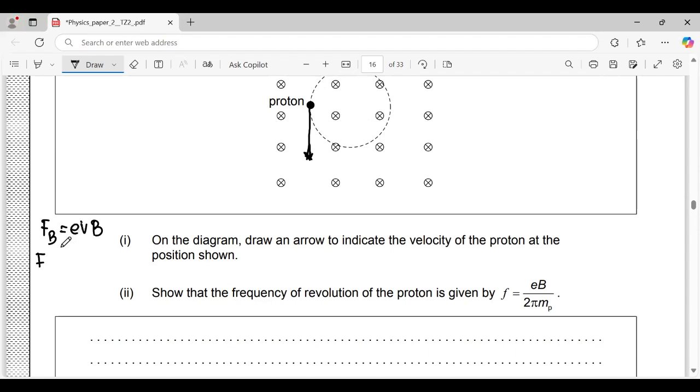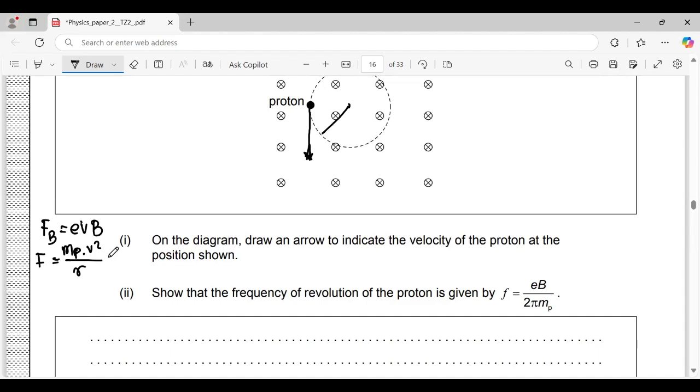With a radius, if this is the center of the circle, we can express that F, the centripetal force, equals mp, the mass of proton, times v squared, the velocity of proton squared, over r. r is the radius of this circular path of the proton.